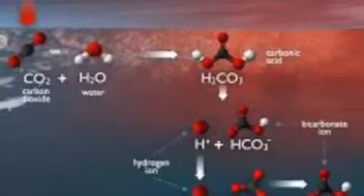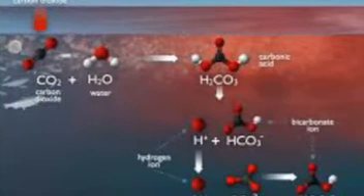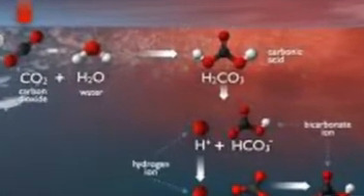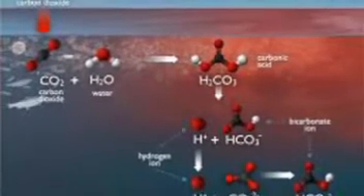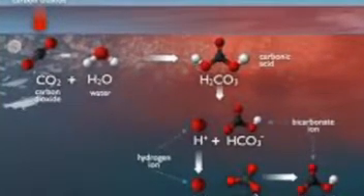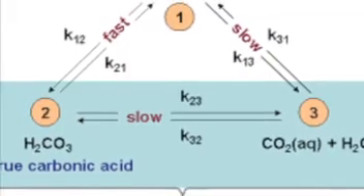Ocean acidification is when excess CO2 is absorbed from the atmosphere into the oceans and combines with H2O. The chemical equation is as follows. CO2 gas plus H2O liquid yields H2CO3, an aqueous solution. The result of this reaction is carbonic acid.